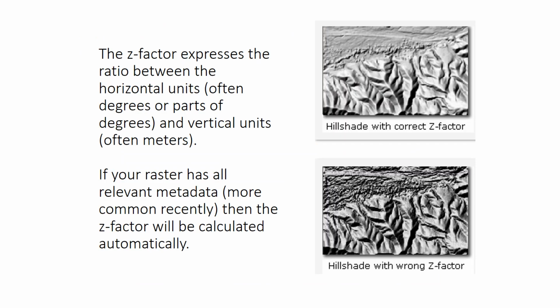Not specifying the Z factor correctly, the tool will run. If you don't specify Z factor, it will assume a Z factor of 1. If you use the wrong one, what you're typically going to do is make the slopes appear quite steep. So if you generate a hillshade and it doesn't look right, there's a good chance that you need to specify a Z factor or project your data.